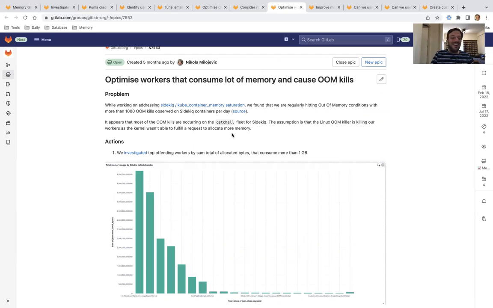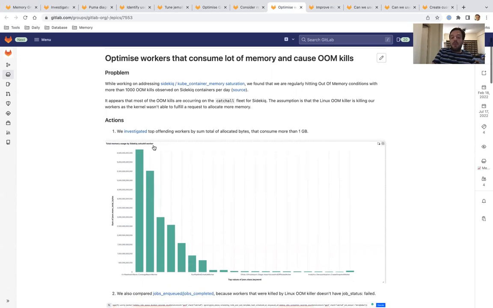There is a theme here. This is work we have done for a few milestones in the past. We have figured out that there are workers that use too much memory. For example, some of those may use more than a gigabyte of memory or even go up to 6 gigabytes of memory. This is both inefficient and also resulted in those workers being killed and having to be retried. I'm talking about more than 1,000 out of memory kills per day observed on our background queues.